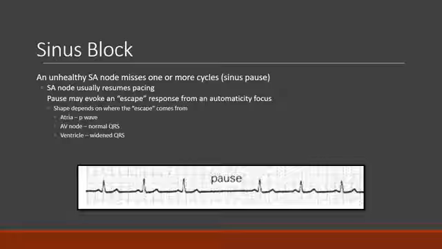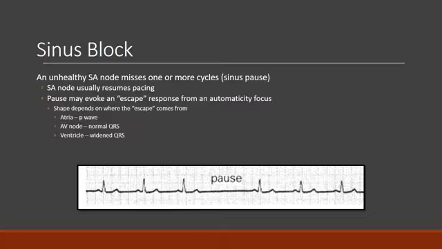With a sinus block, essentially what we have here is an unhealthy SA node that's going to miss one or more cycles, and we see this pause. And then afterwards, the SA node picks back up. All right, so we can see several what look like normal sinus rhythms, one after the other, and then all of a sudden we get this pause, and then things restart.